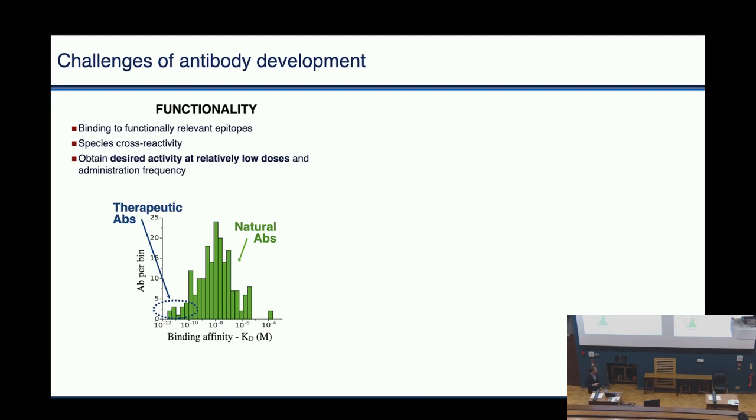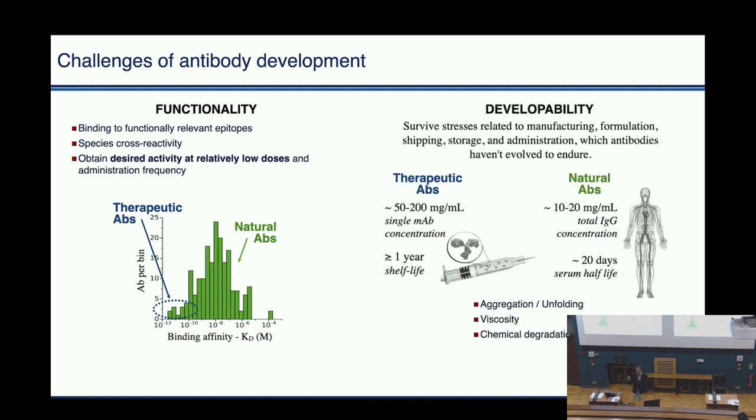And this means that the binding affinity of a therapeutic antibody is typically in the tail of the distribution of the binding affinity of natural antibodies. So you need picomolar or single-digit nanomolar. And then on the developability front, we are asking our products, whether for diagnostic or therapeutic use, to survive a lot of stresses that are related to manufacturing, formulation, shipping, and administration that these antibodies have not evolved to endure.